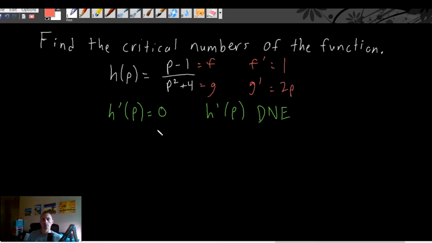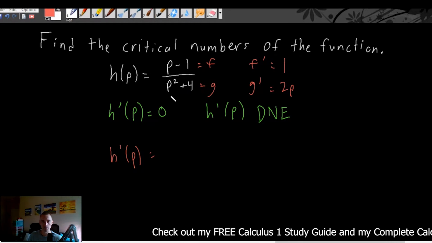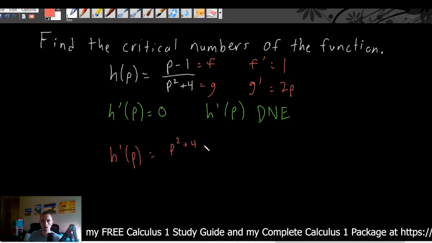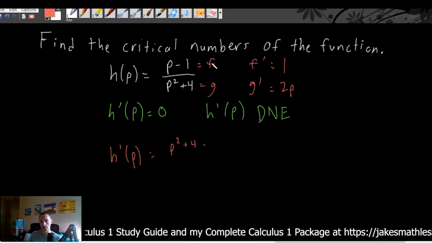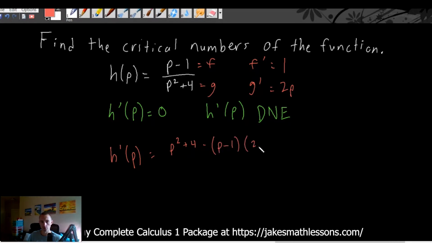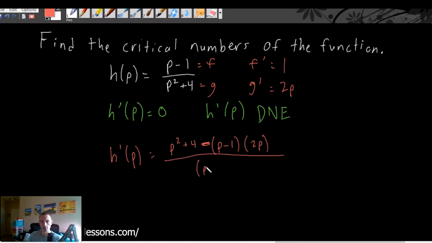Okay. So then quotient rule says, to find the derivative of your function, you're just going to take low d high. So low times the derivative of the high, the bottom of your fraction times the derivative of the top. So p squared plus 4 times 1, which is just p squared plus 4, minus high d low, so minus f times g prime, p minus 1 times 2p. And make sure you do put these in parentheses because this minus sign is going to need to distribute to all this stuff. Okay, then that's all going to be over the bottom of your fraction squared.